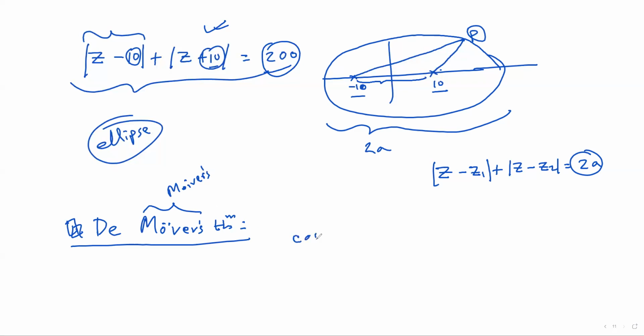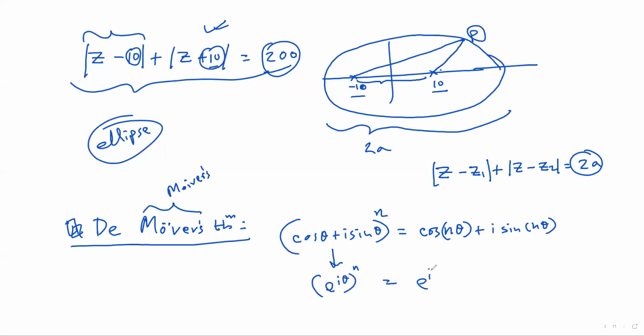The theorem looks like this: (cos theta plus i sine theta) to the power n is equal to cos n theta plus i sine n theta. And it should be pretty straightforward because the left hand side is e to the power i theta whole to the power n, and the right hand side is e to the power i n theta. And there is no reason why you shouldn't be able to see why this is true, right?